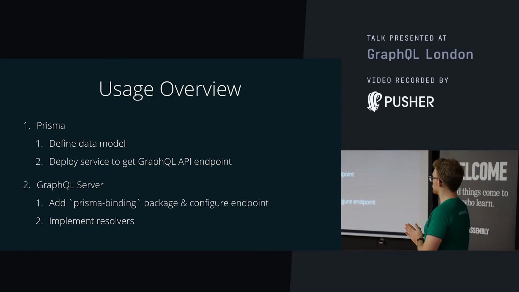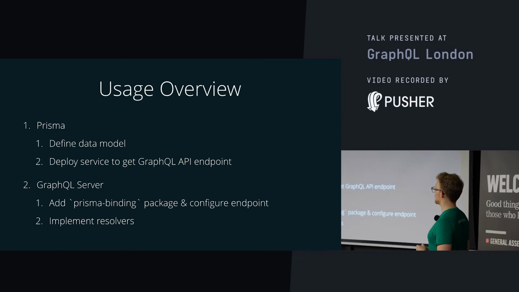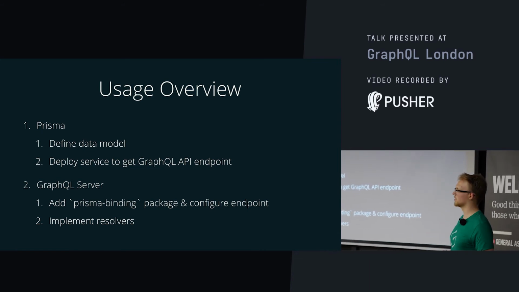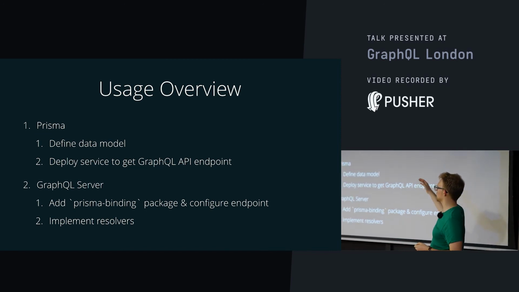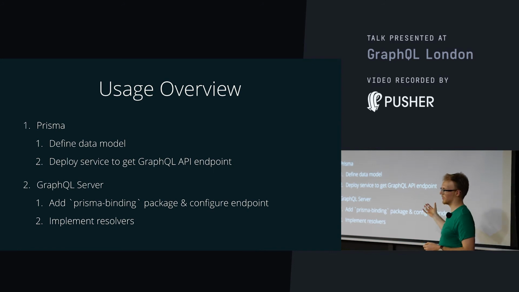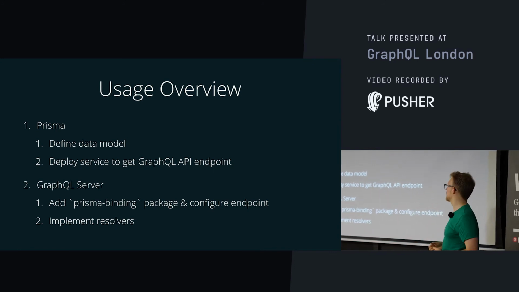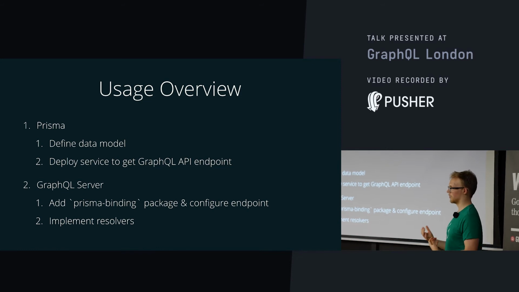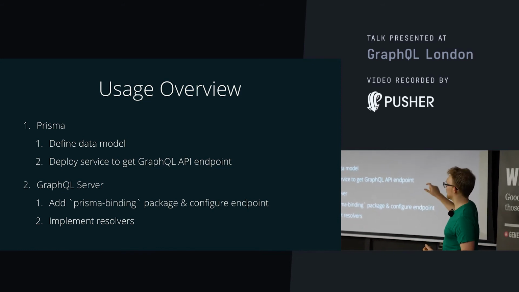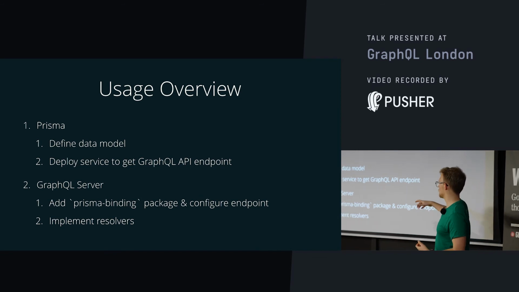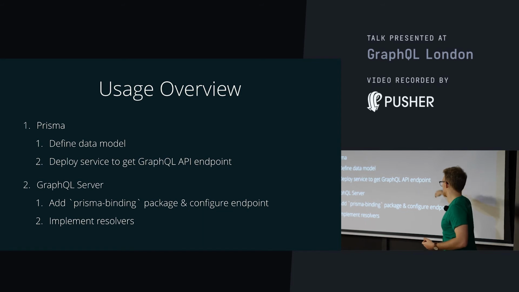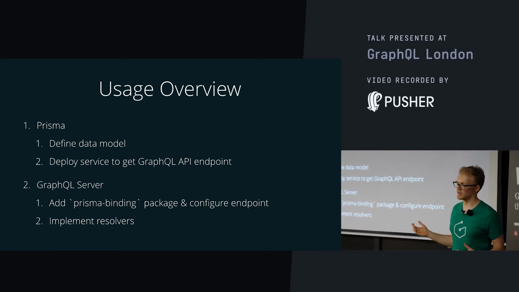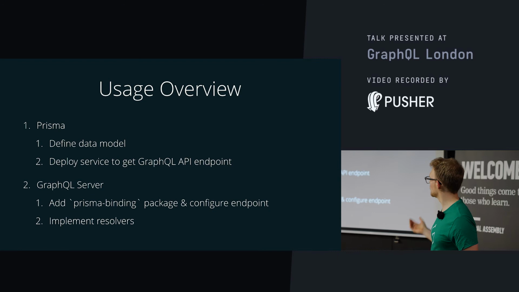In terms of using it in this scenario, and this is what we'll do in the demo: on the Prisma side, how it works is you need to define your data model. You then deploy that service, which migrates your database and gives you a GraphQL API endpoint that you can use directly. And in your GraphQL server, you just need to install the Prisma binding package, put in the endpoint that you just got, and then implement these resolvers in the way that we saw before.